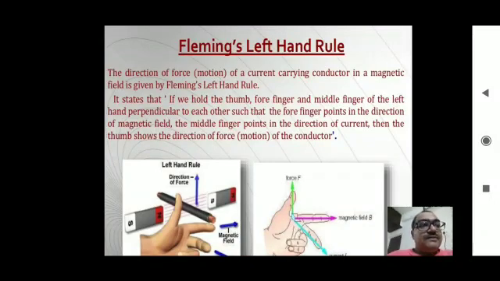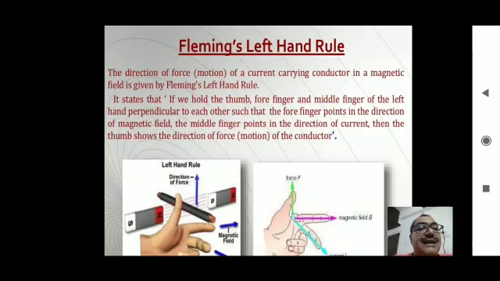So students, what is Fleming's left hand rule, and what does it give? With the help of Fleming's left hand rule, the direction of force or motion of a current carrying conductor in a magnetic field can be identified. It means that we can identify in which direction the force is applied with the help of Fleming's left hand rule.